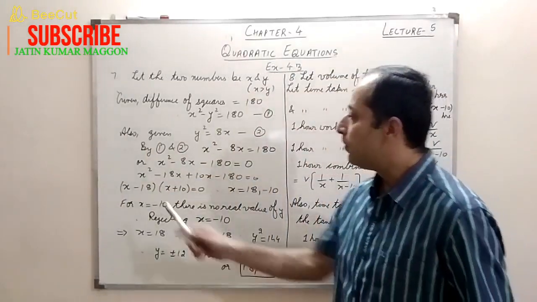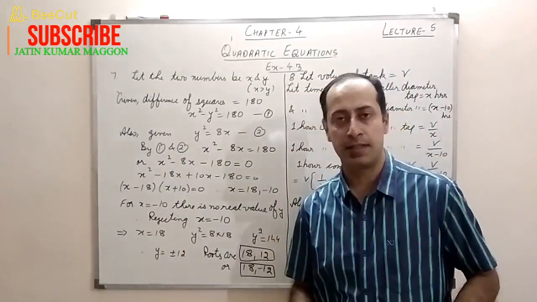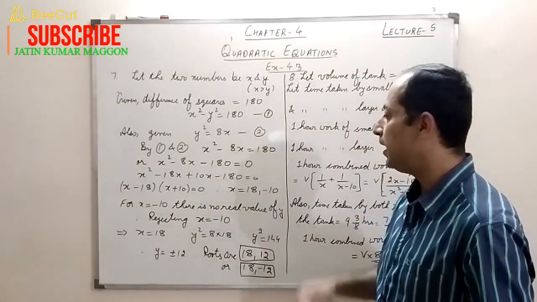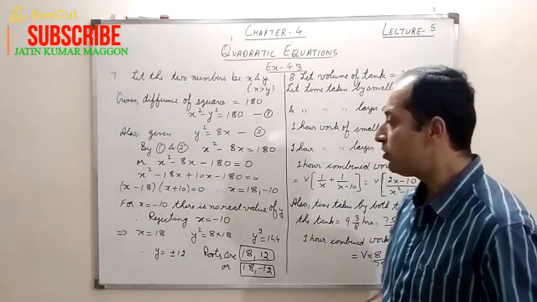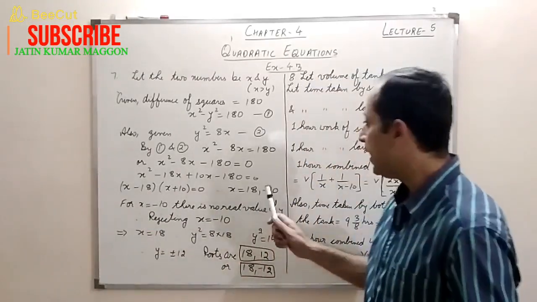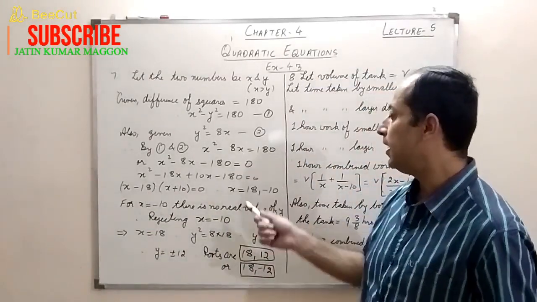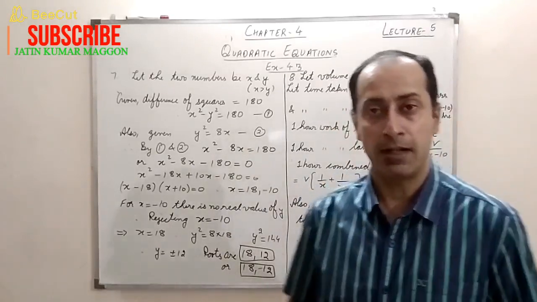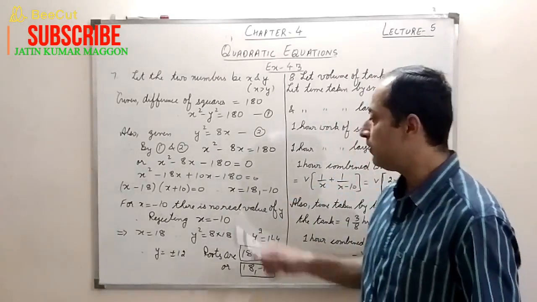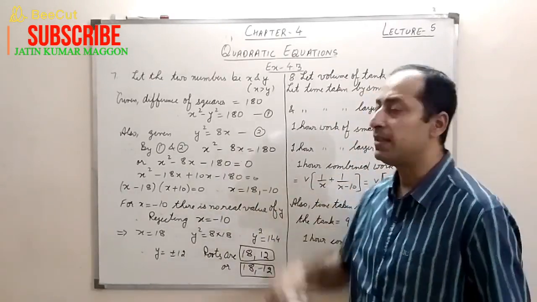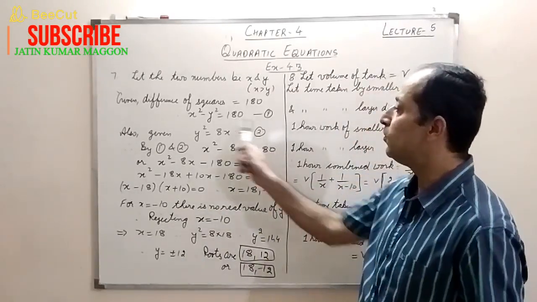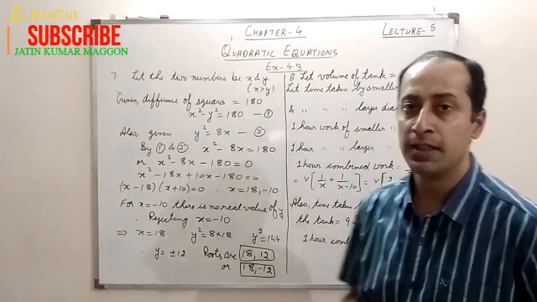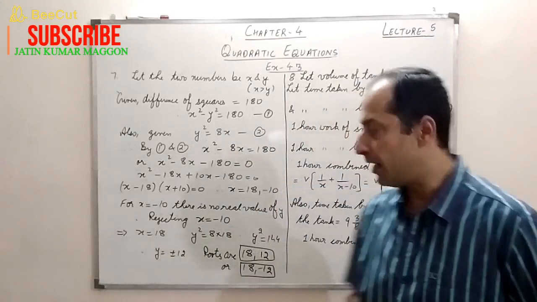Now putting these two factors individually equal to 0, I get the roots of the given equation as 18 and minus 10. Now if I take x equals minus 10, I have got the value of one of the numbers. Now I have to find the value of y also. So I will substitute the value of x in one of the given conditions. This is easier to simplify because there are only two terms. Just substitute the value of x and we can find the value of y.